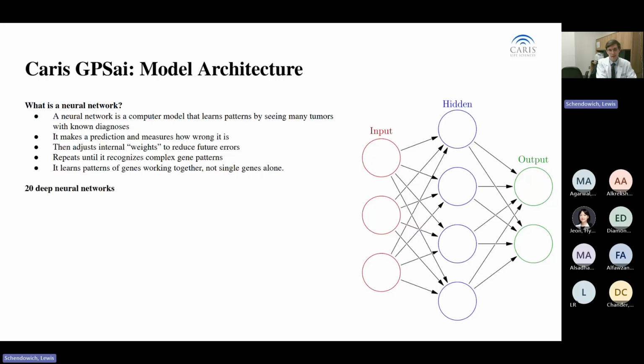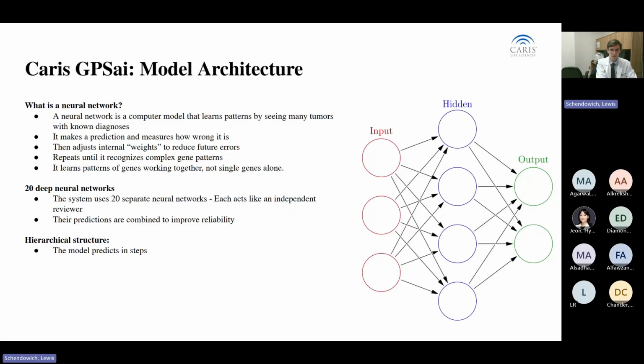This involves 20 deep neural networks, and on the right side, you can see an example of what a neural network might be. You have an input and an output, and some of the intermediate steps are actually hidden, as opposed to a linear model, which we talked about before. This specific model, CARIS AI, uses 20 separate neural networks, and each acts like an independent reviewer. Their predictions are combined to improve reliability.